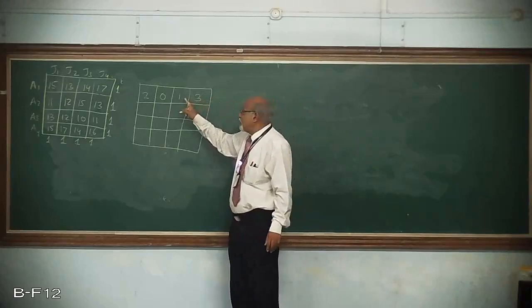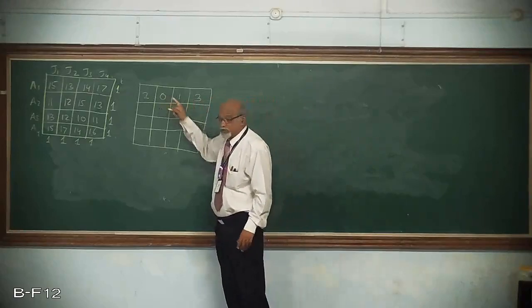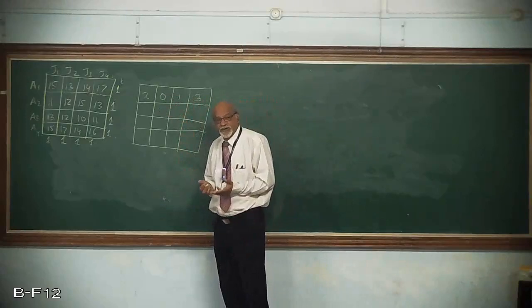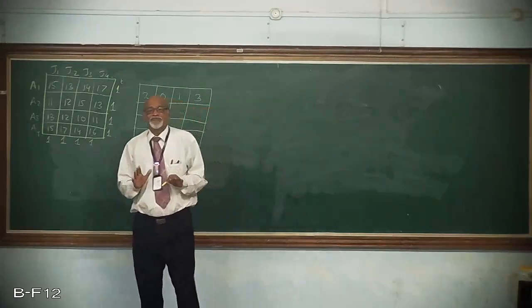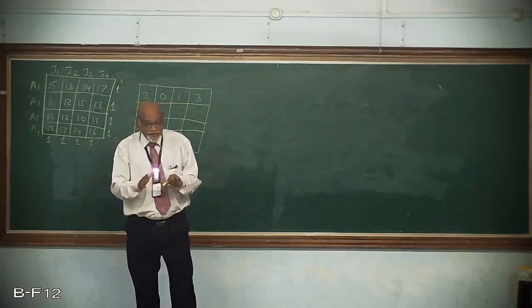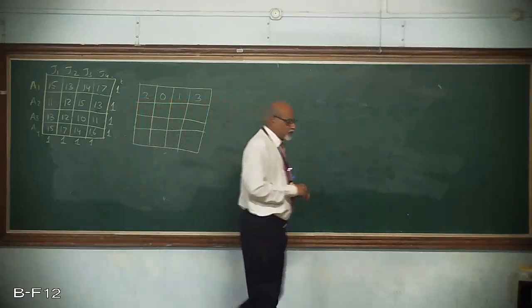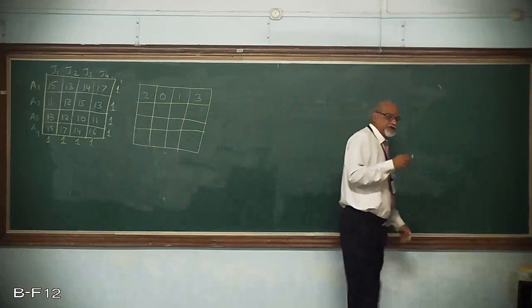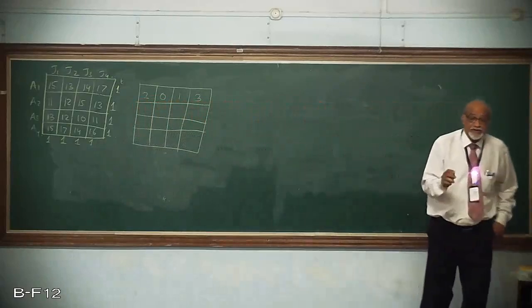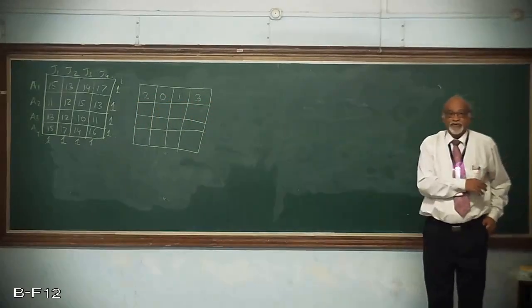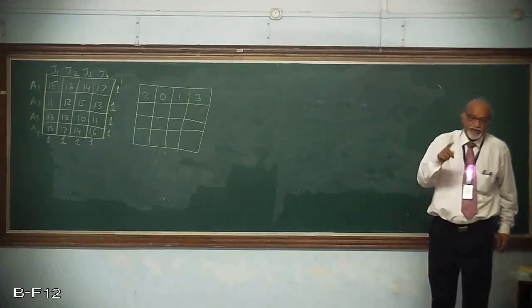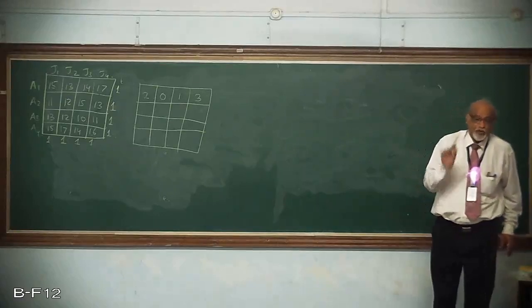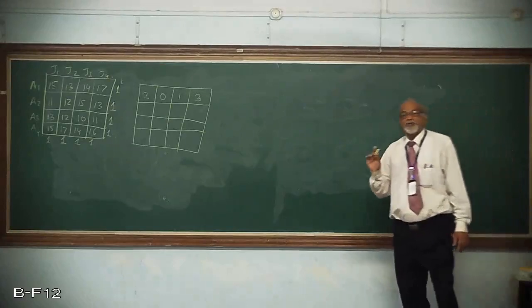Then where should it be allocated? Wherever 0 is there, because that is my intention. Wherever 0 is there, that is going to minimize the total cost. That is why I am trying to create zeros, and I am trying to allocate in such a way that there has to be at least one 0 in each column and each row. That is what we have to do.